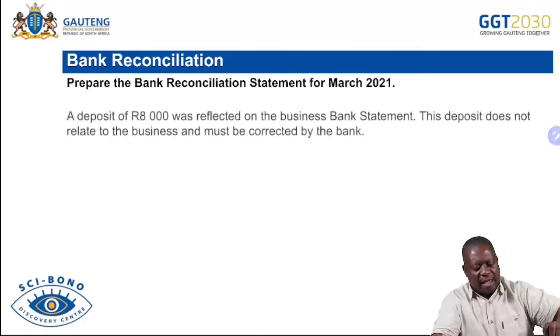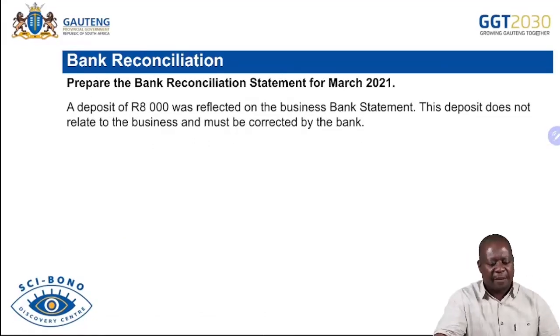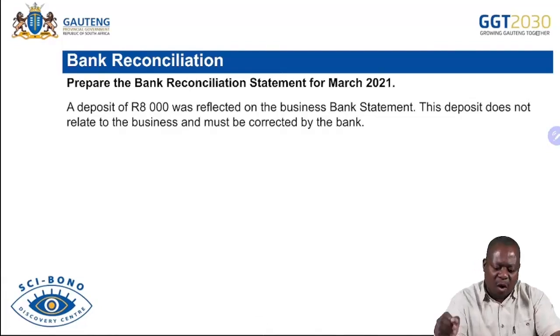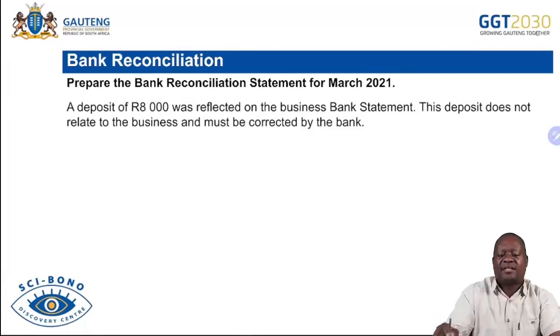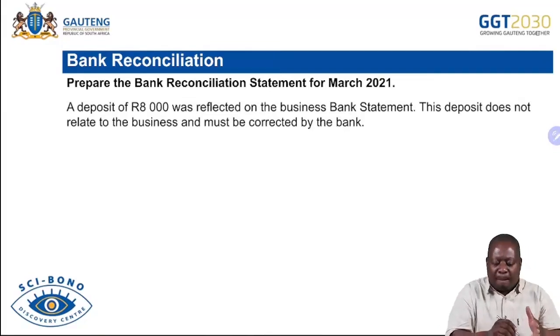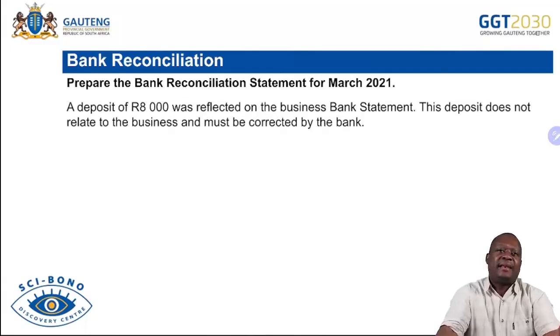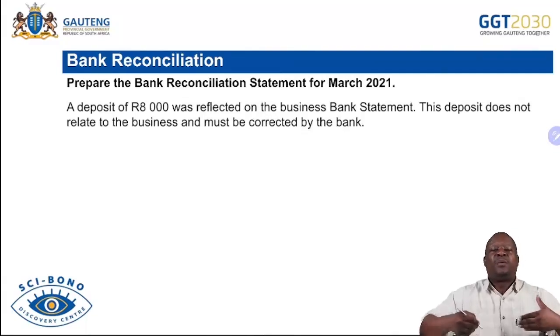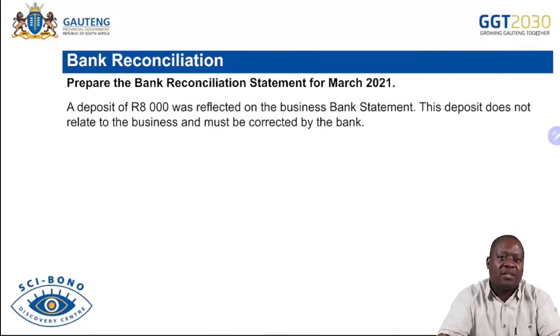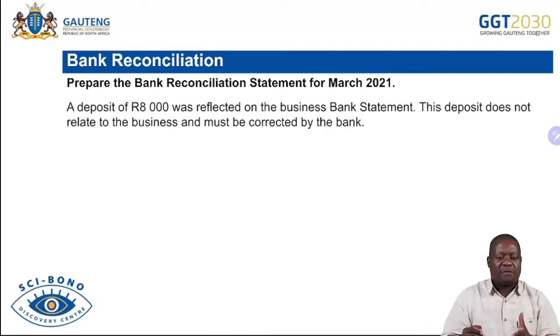Now, the next thing is that deposit. You still remember, they said a deposit of 8,000 was reflected on the business bank statement. This deposit does not relate to the business and must be corrected by the bank. So the business, by mistake, deposited money into our account. We mustn't just celebrate. It's not our money, so they must take it out of our account. So it is a deposit made into our account by mistake.